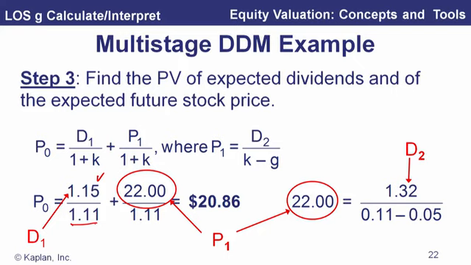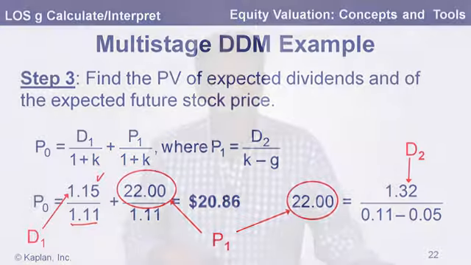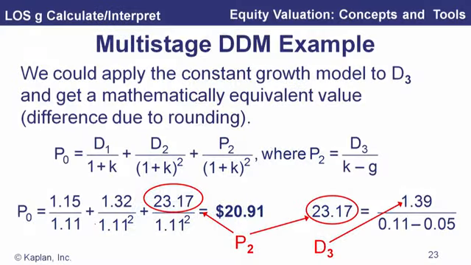And when we do that, we get $1.15 plus $22, right? Get the first dividend at time 1, sell it for $22 immediately after, based on the constant growth valuation formula. Add those two together, divide by 1 plus our required rate of return, and we get $20.86. Now, as I said, we could have applied the constant growth model to D3. We could have waited. It doesn't change anything mathematically. And so here's what that looks like. There's a little rounding in the dividends, but it's the same thing.